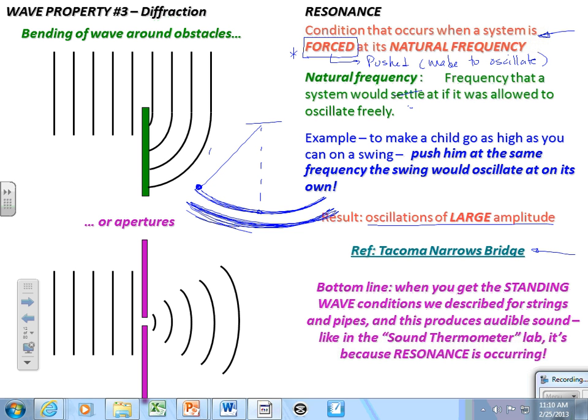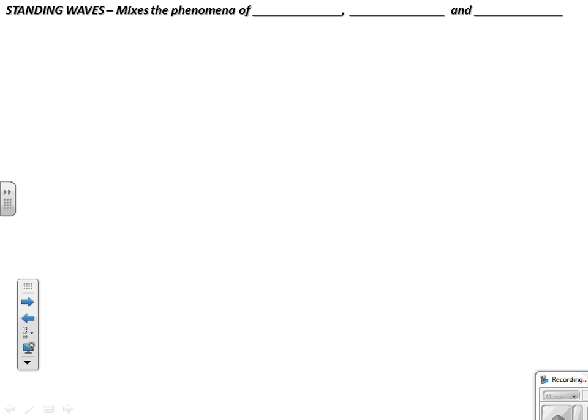This is how all musical instrument stuff works. All right? And we're gonna look at a couple of cases how we use resonance not for horribly destructive things like this, but for beautiful things like music. Okay? Let's have a look at this next page.